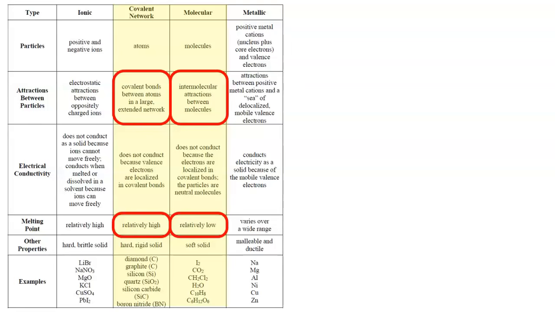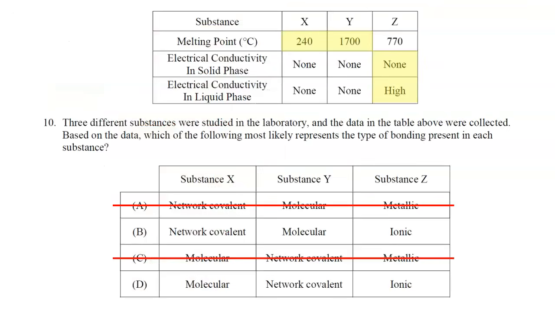Very strong attractions, as in the covalent bonds between the atoms, would lead to a relatively high melting point. On the other hand, with a molecular solid, there are relatively weak intermolecular attractive forces between the molecules, leading to a relatively low melting point. So relatively low melting point for a molecular solid, relatively high melting point for a covalent network solid. So now we can answer question 10.